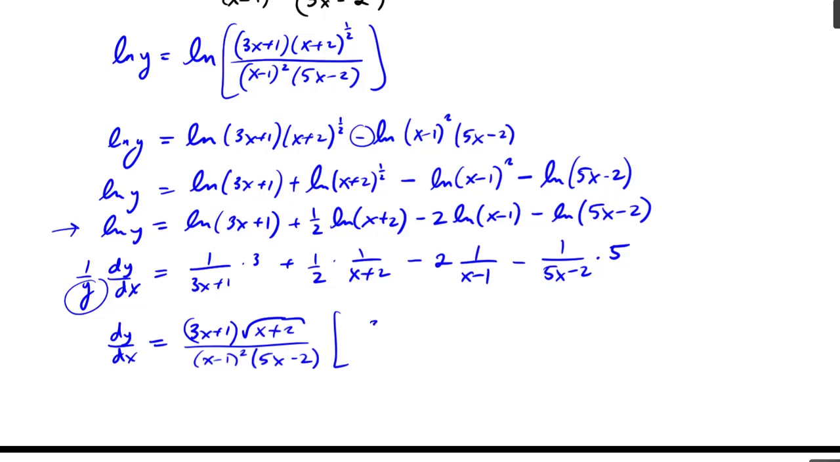And then the 3 over 3x plus 1 plus the 1 over 2 times x plus 2 minus 2 over x minus 1 minus 5 over 5x minus 2. And there we go.